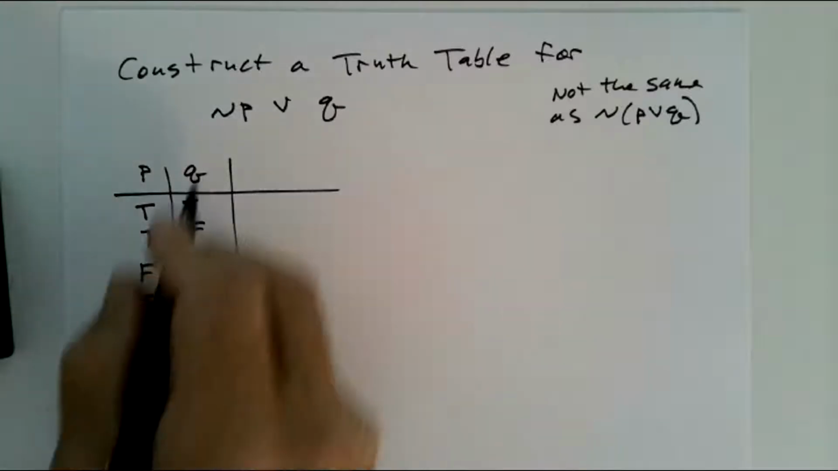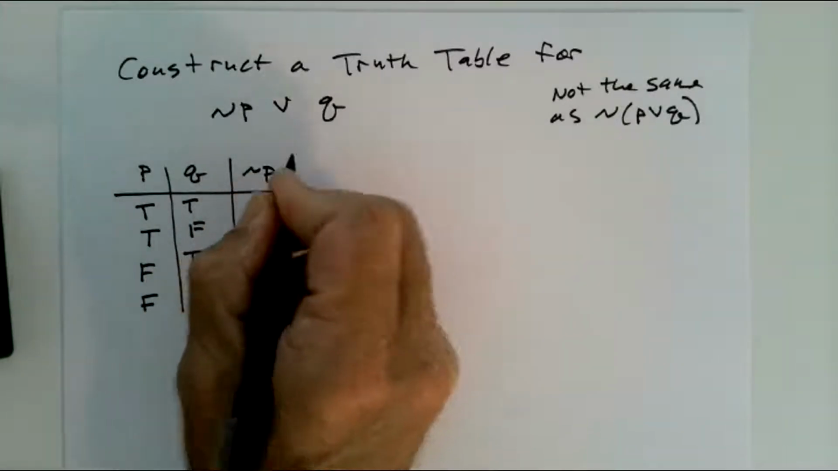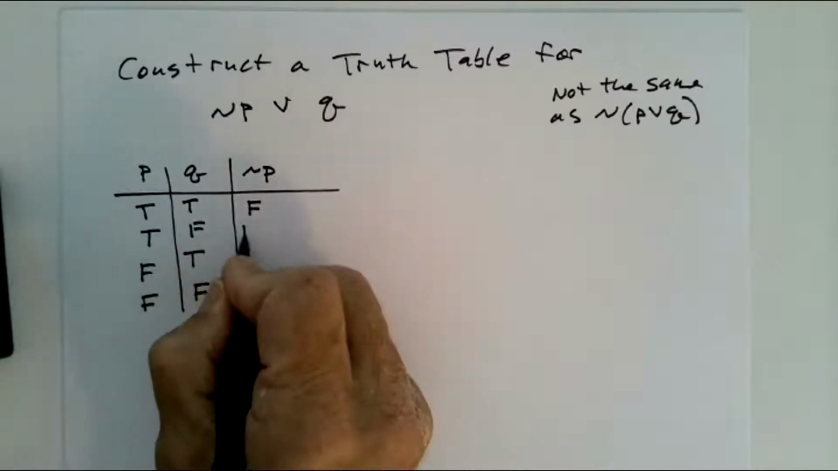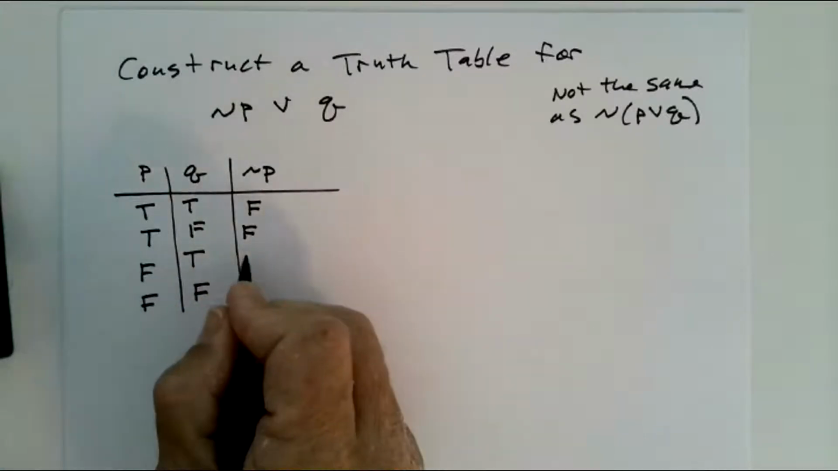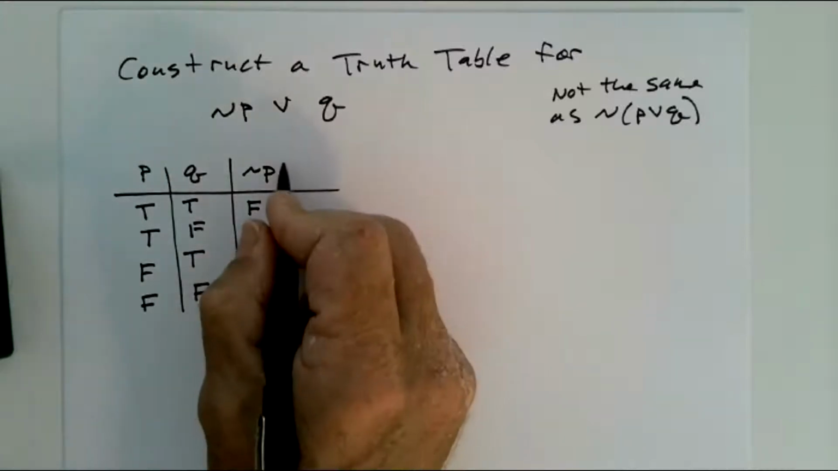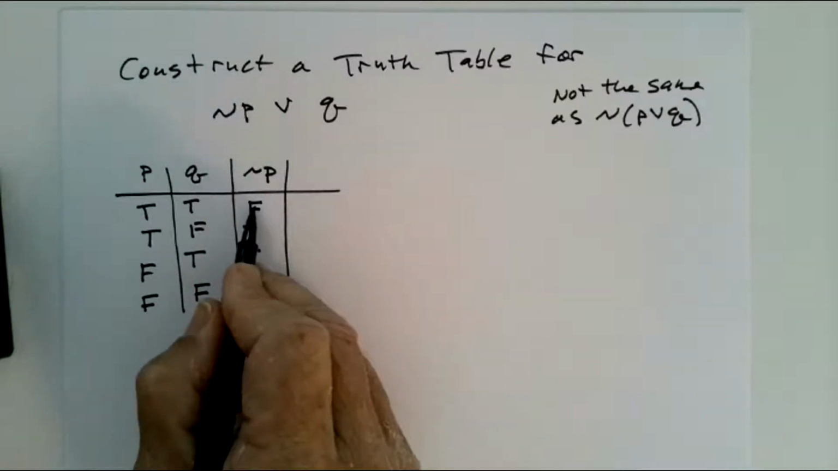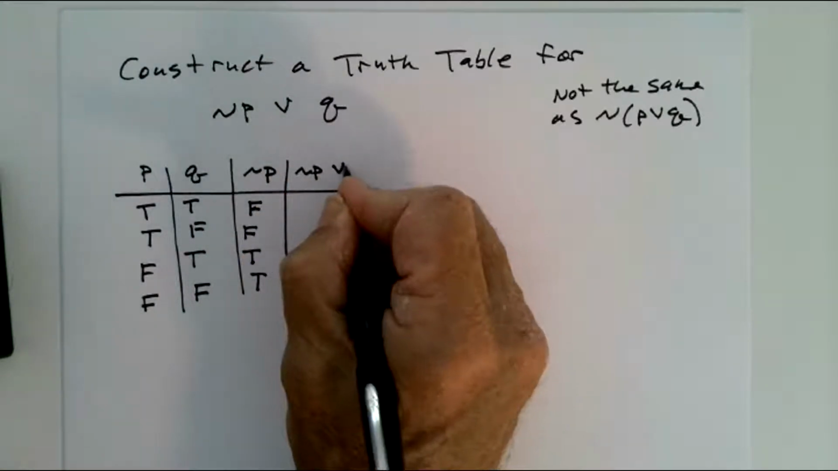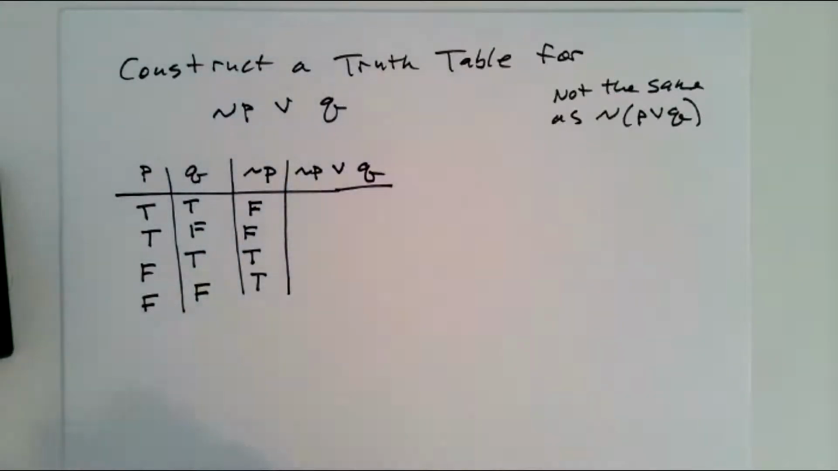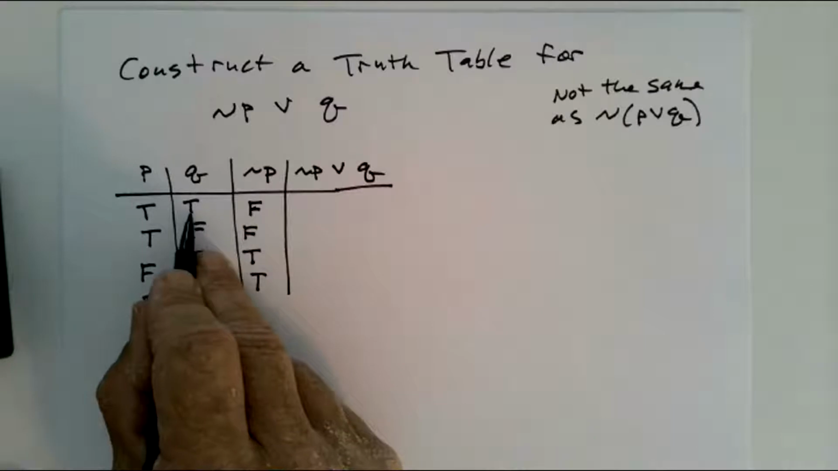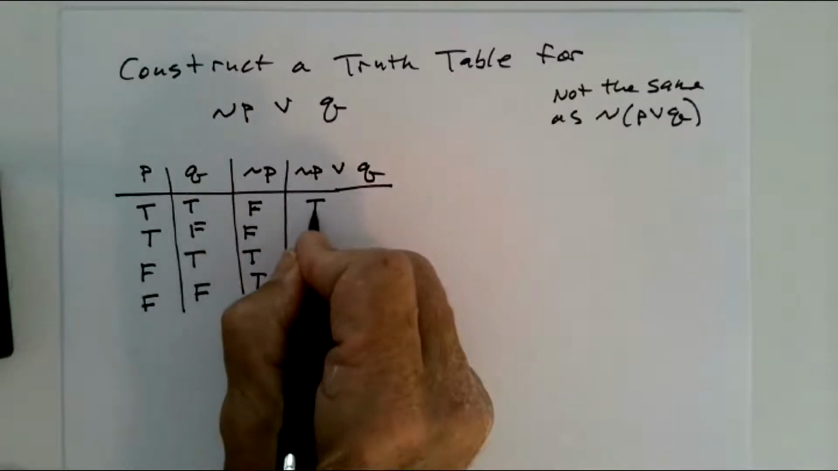I need to construct not P. If P is true, not P is false. If P is false, not P is true. Well, I have not P here and I have Q there. So not P or Q, one or the other or both has to be true. Is one or the other or both true? Yes. Q is true, so that gets a value of true.